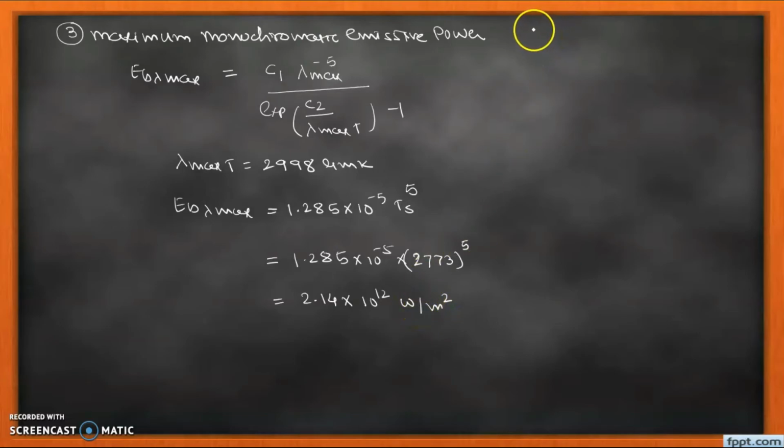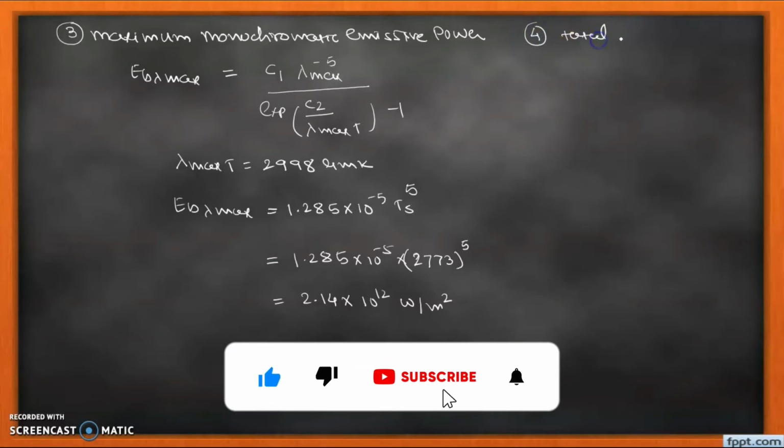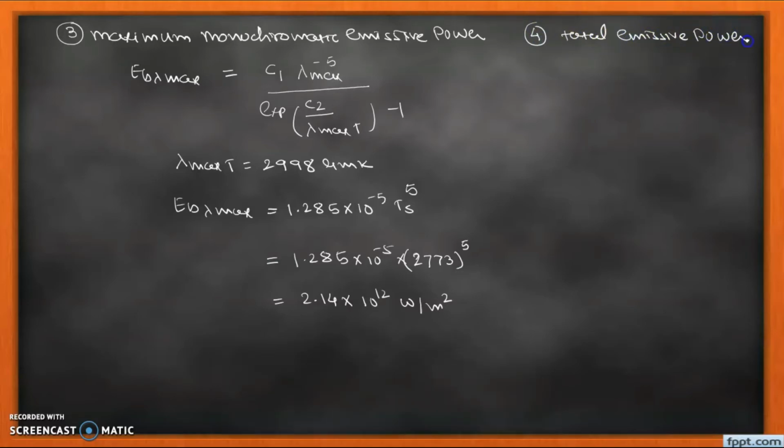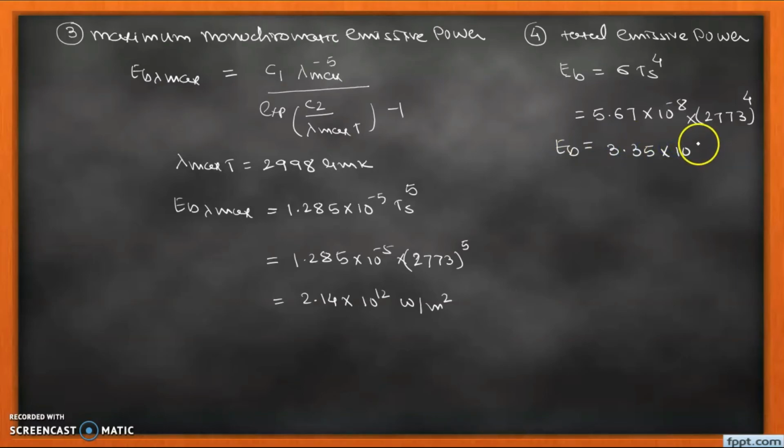Now the fourth is the total emissive power. We use the Stefan-Boltzmann law for the black body emissive power, that is sigma into Ts to the power 4. The Stefan-Boltzmann constant has a value of 5.67 into 10 to the power minus 8, into the surface temperature 2773, whole to the power 4. So we get the value of total emissive power as 3.35 into 10 to the power 6 watt per meter square.